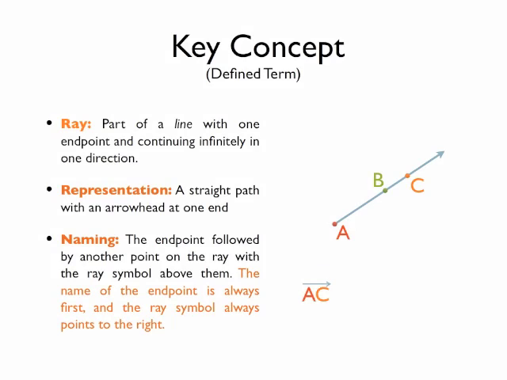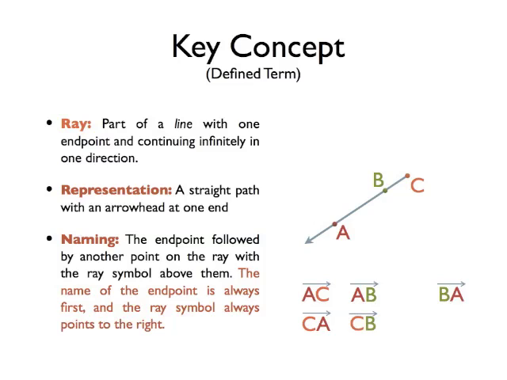Notice the endpoint always comes first, and the ray symbol always points to the right. We can also name ray AC ray AB. Do not confuse ray AB with ray BA. Notice how it has a different endpoint and it goes in the opposite direction. In this figure, we also have ray CA, which can also be named ray CB. And again, don't get that confused with ray BC.